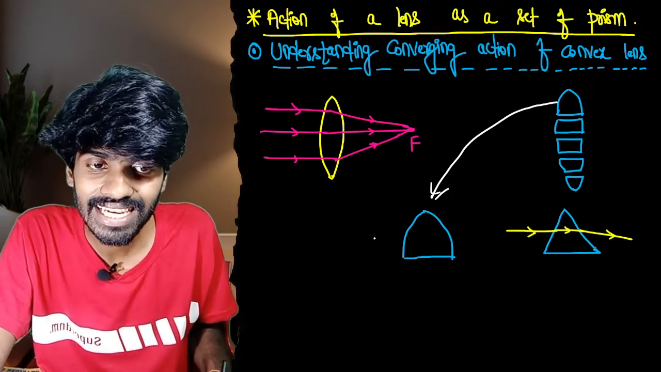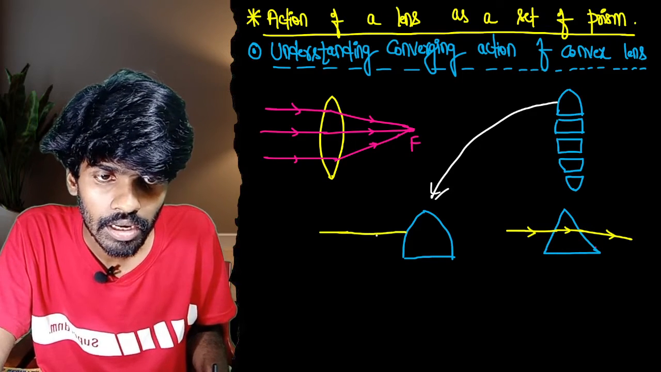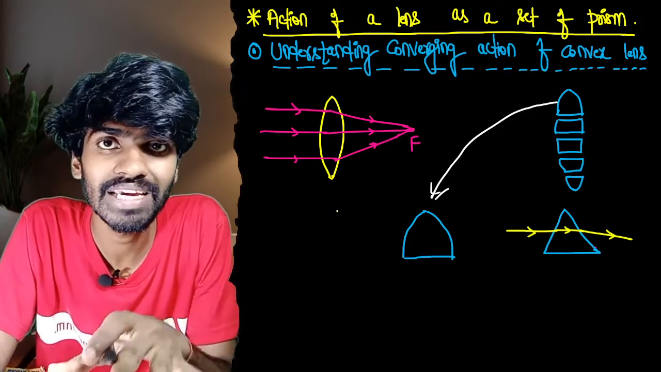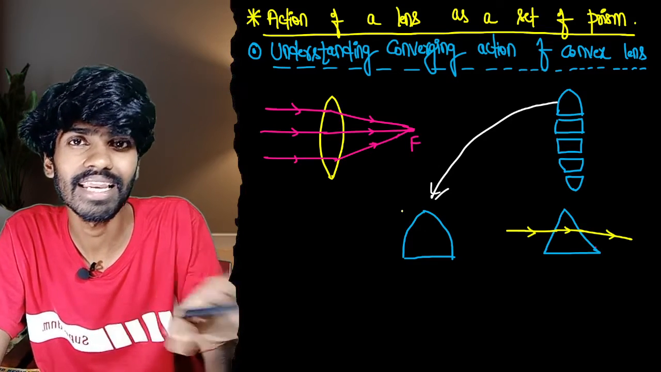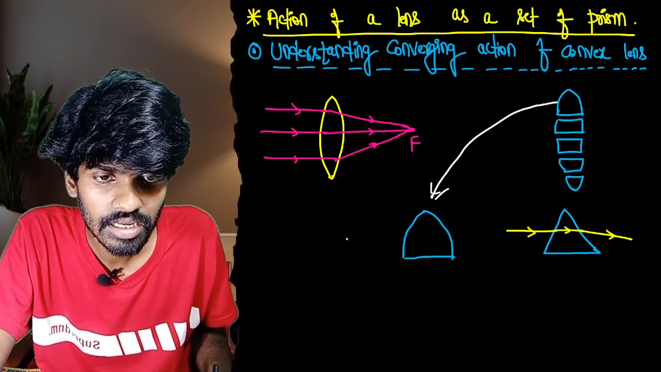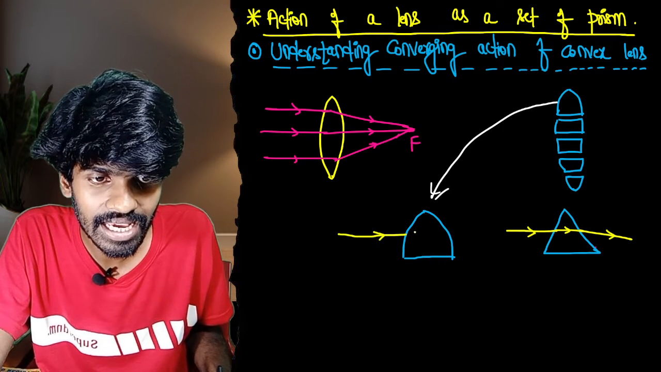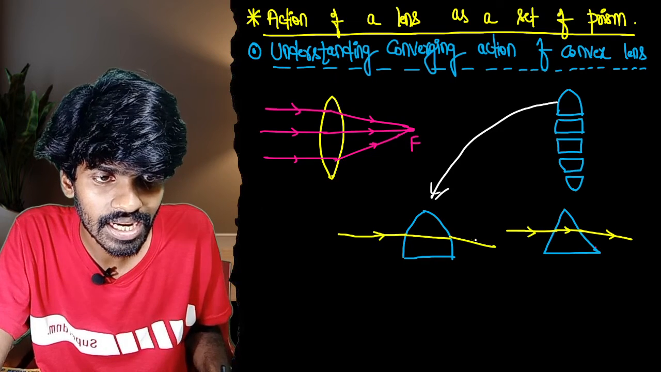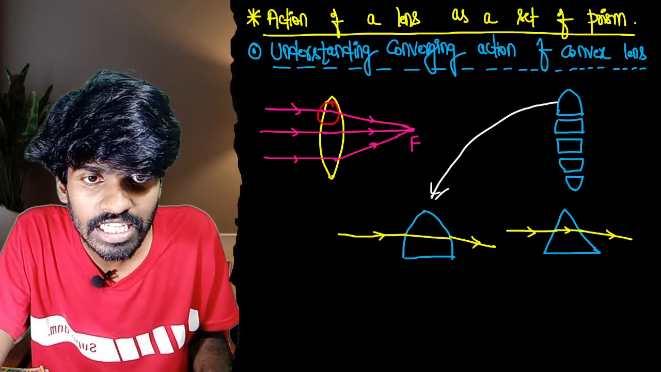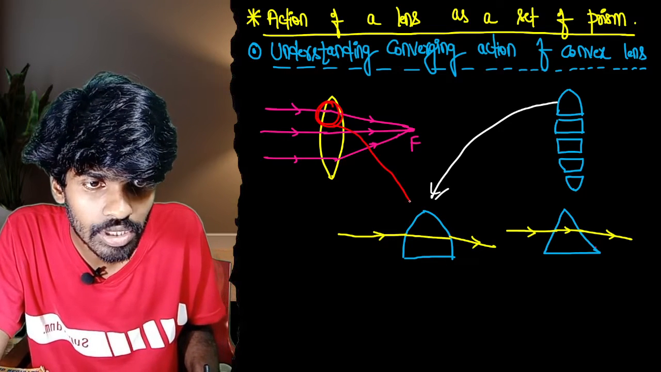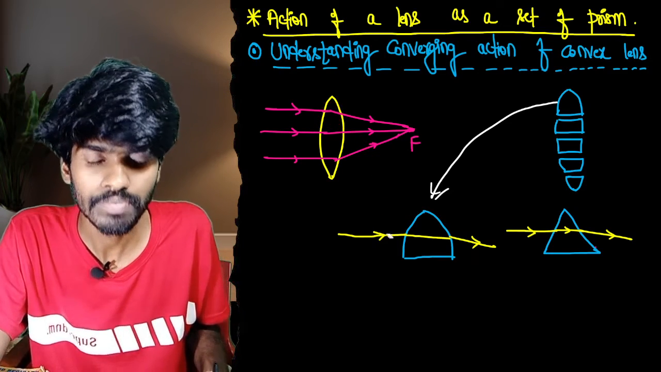Similarly, if a ray is coming in, I'm sorry, the difference between a beam and a ray is that multiple rays can be referred to as a beam. So a beam is a collection of rays. If a ray is coming into this, it will behave like a triangular prism and it will deviate like this. So this is what we see here. I hope you understand this portion.